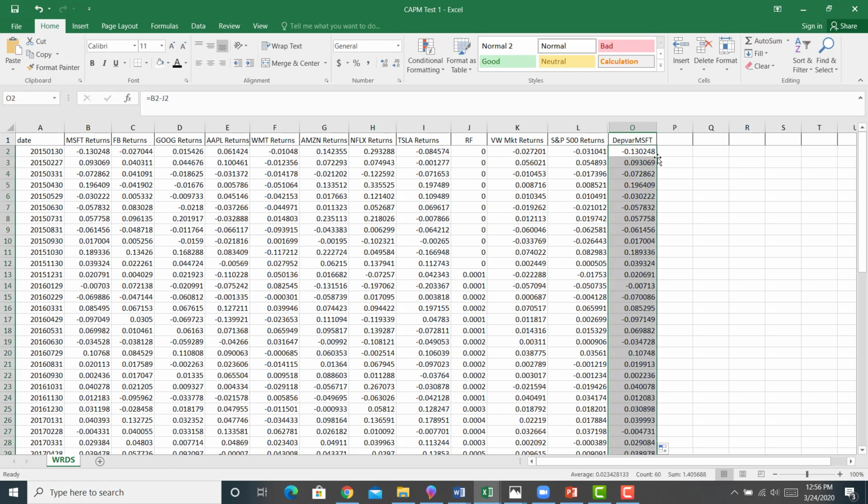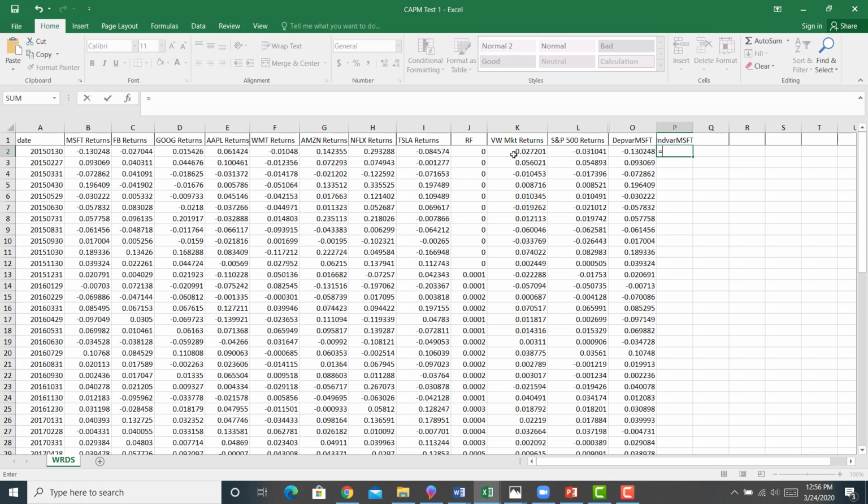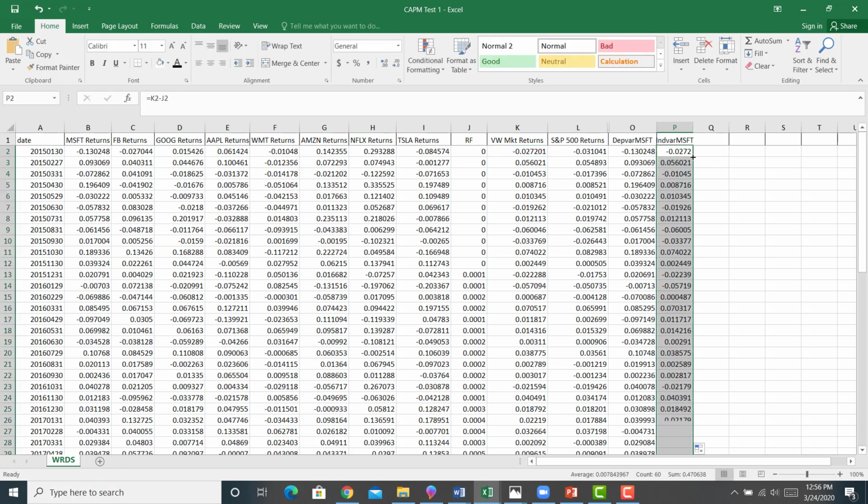I'll highlight that or drag that down. So this gives me the return for firm i, which is Microsoft, minus the risk-free rate, my Y variable. And my independent variable, my X variable, for Microsoft, actually, it's going to be the same for everyone. Let's start with the valuated market return minus the risk-free rate.